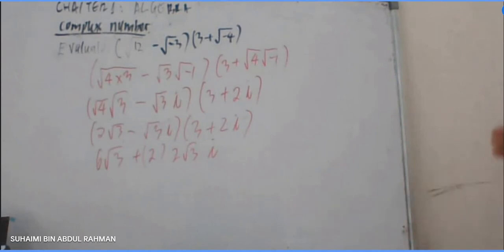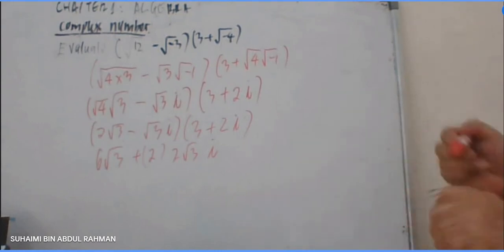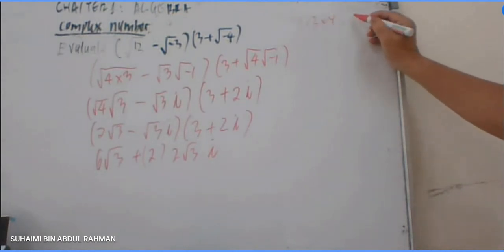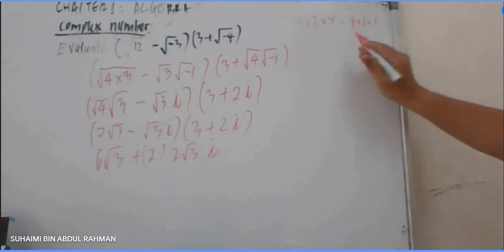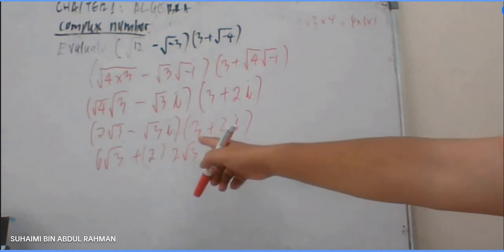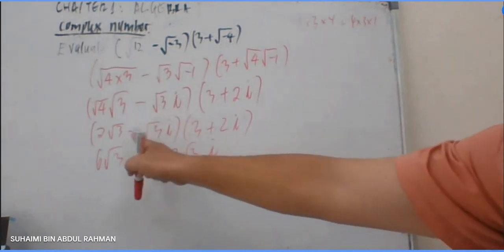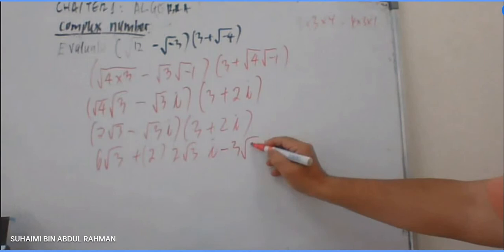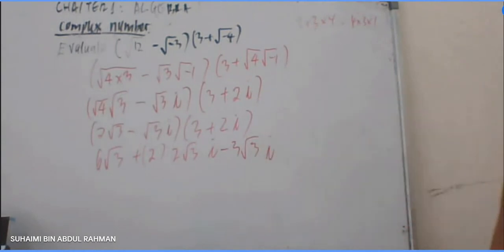But we write 2 in front first. It does not matter, because 1 multiplied by 2, 3 multiplied by 4, is the same as 4 multiplied by 3 multiplied by 1. So it does not matter which one we do first when they multiply. Minus square root of 3, right? Minus, because of the minus here, square root of 3i multiplied by 3. So we have 3 square root of 3i.